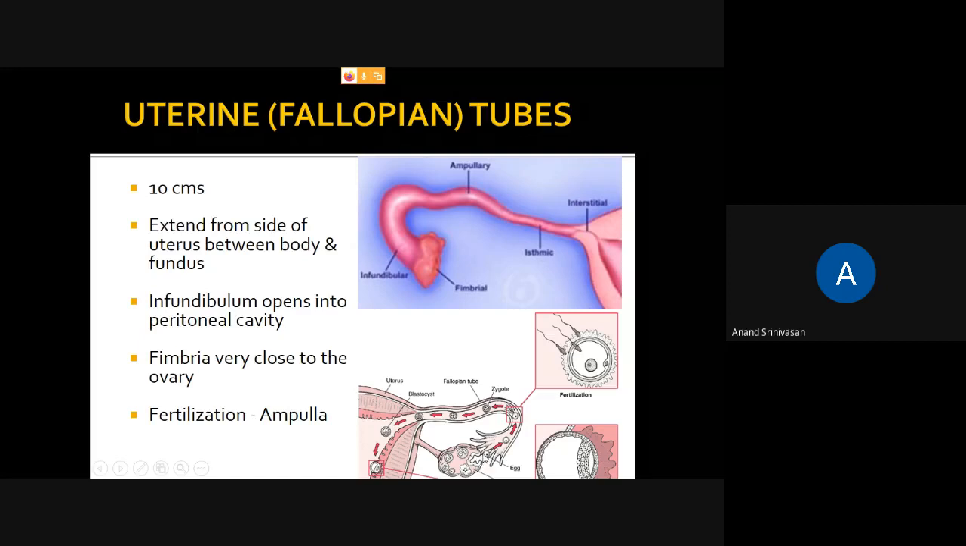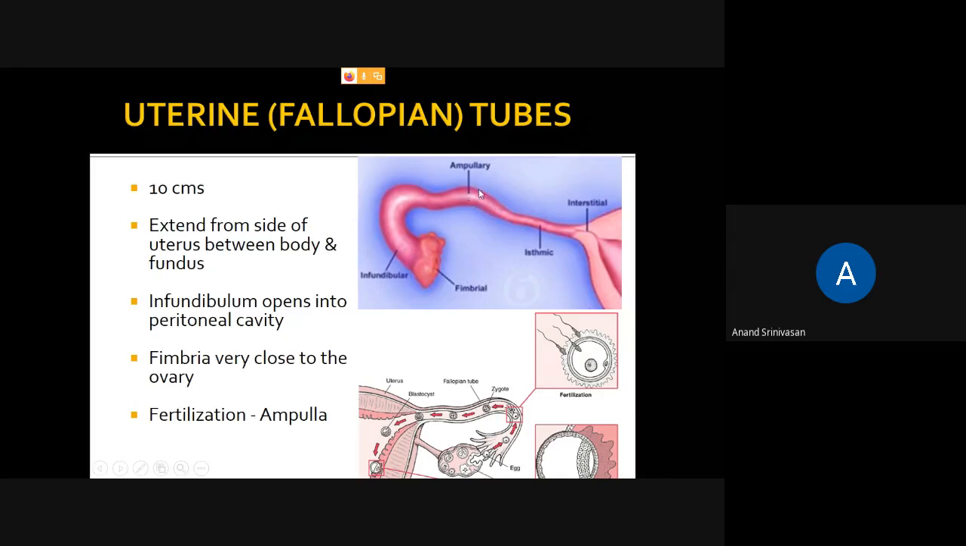When the egg is released, it is caught by this finger-like process, which is called fimbria. They will push the egg towards the uterine tubes, and after this it enters into the infundibulum. Infundibulum means funnel shape. It enters into the infundibulum, and then it goes into the slightly dilated portion, which is called the ampulla.